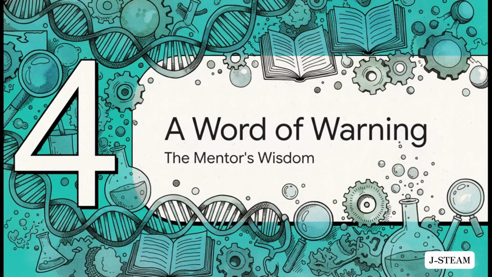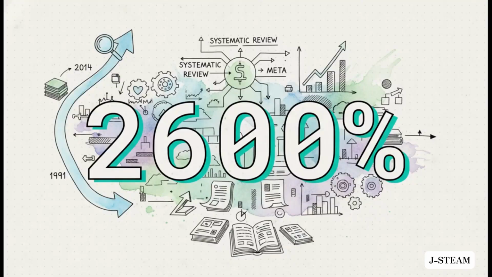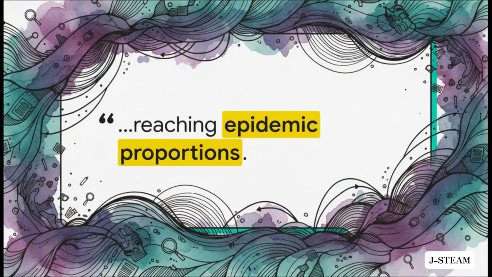Okay, but wait. Before you get all excited and run off to start your review, I need to give you a pretty crucial word of warning. Think of this as the advice a senior mentor would pull you aside and give you, about what's really going on in scientific publishing right now. Get this, between 1991 and 2014, the number of published systematic reviews and meta-analyses shot up by, wait for it, over 2,600%. That is such a staggering number that the amazing researcher John Ioannidis called it an epidemic. And he's right. More isn't always better.